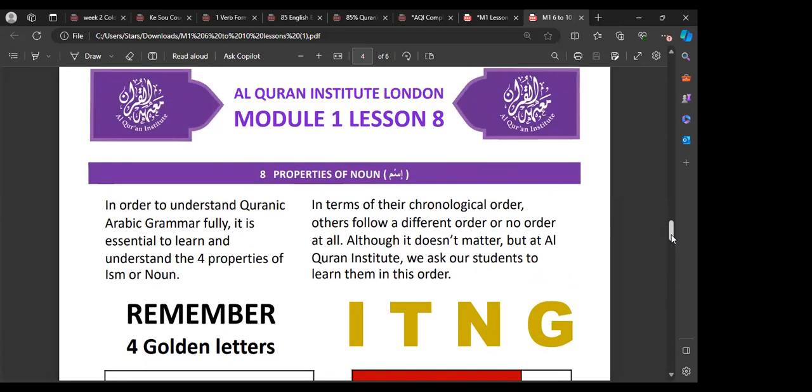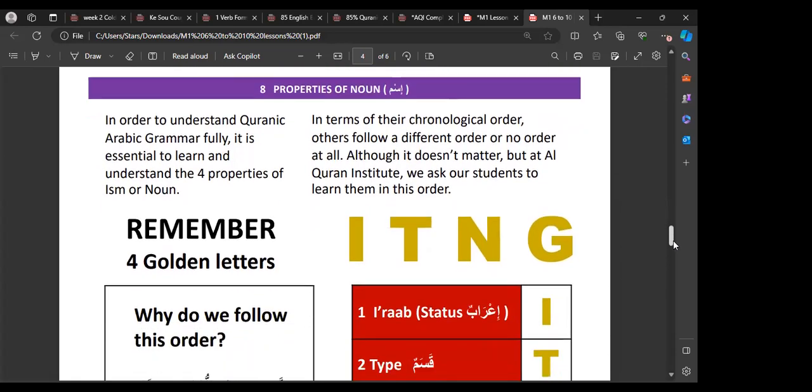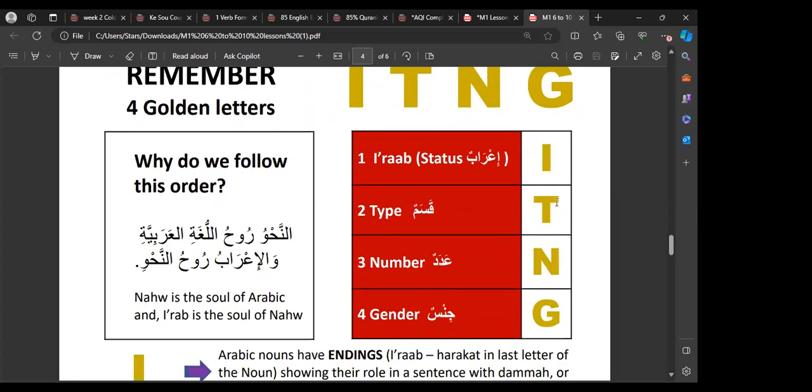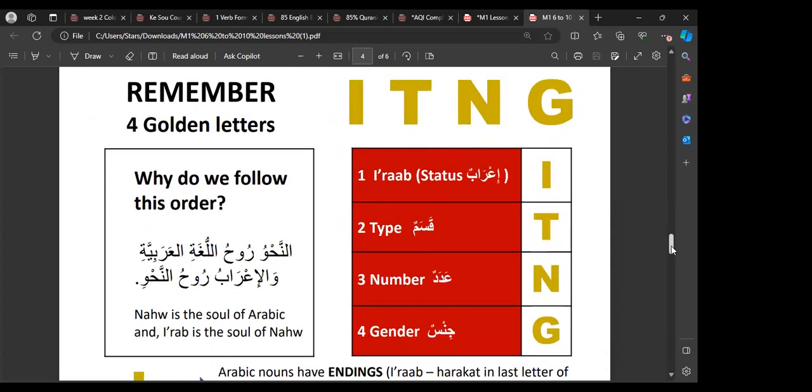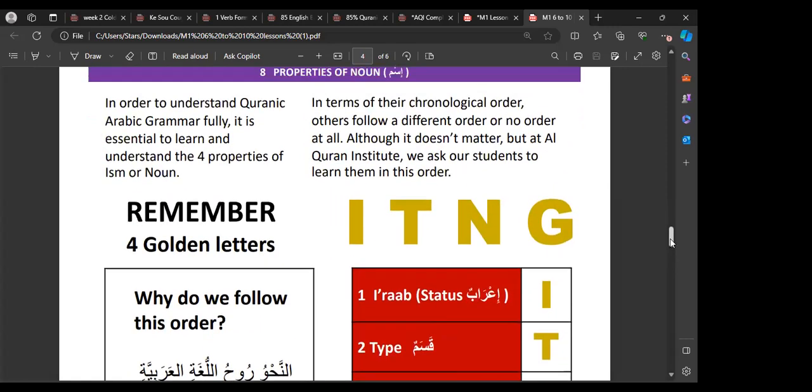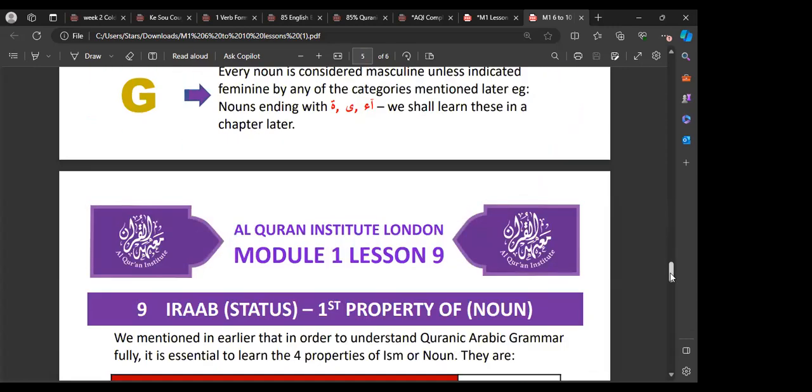The main takeaway from lesson 8, obviously you have the four categories, and the i'rab is the main thing that we're trying to uncover. It's the soul of Nahu. Why is there a kasra? Why is there a dhamma? Why is there a fatha? That's what i'rab is. What is the word status? So now we will go further into i'rab in lesson 9.